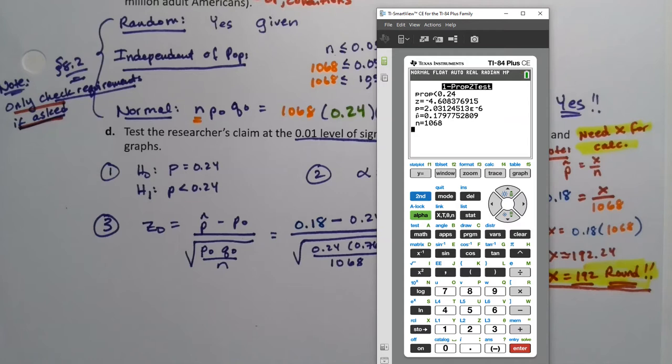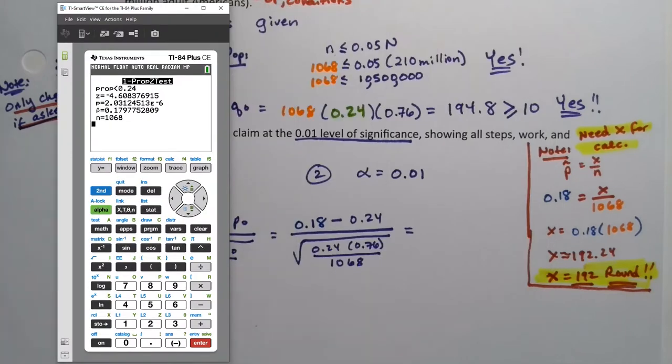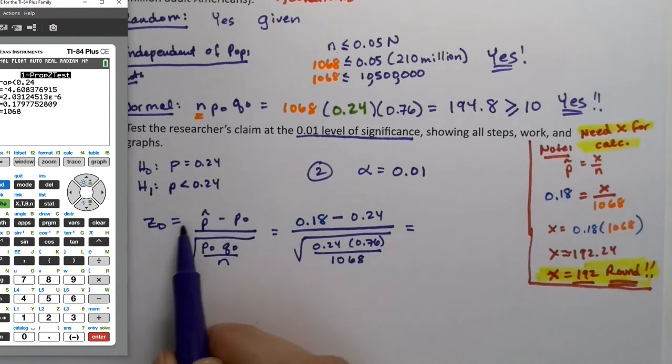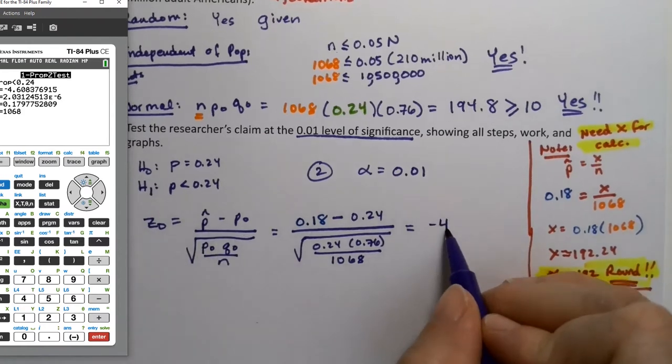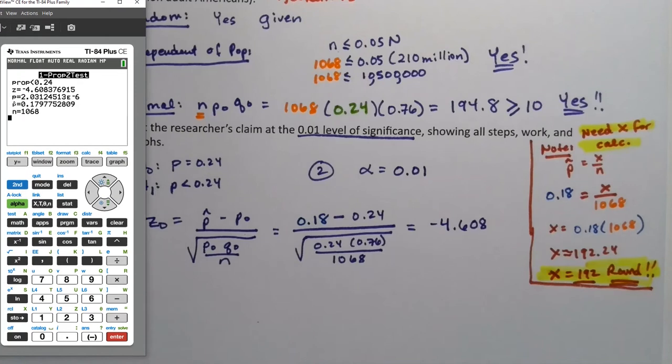And there it is. That Z line right there. See where it says Z equals negative 4.608? That is this number right here. That is Z. That Z is negative 4.608. Sorry, I moved that off just a little too far.